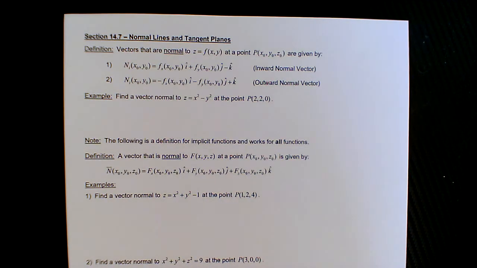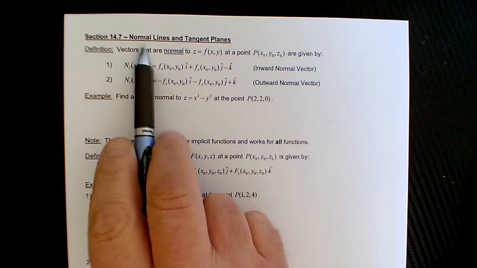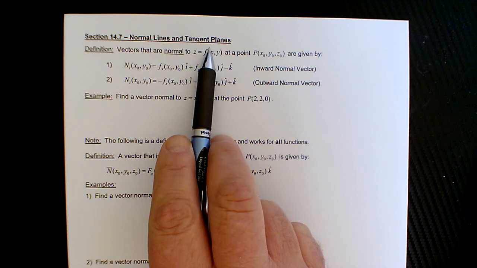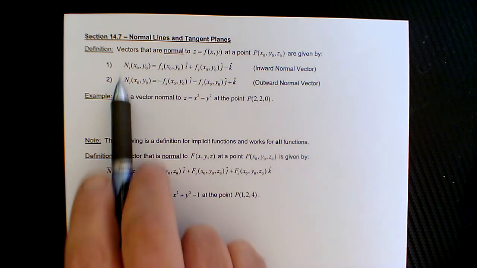Hello everyone. This is section 14.7, normal lines and tangent planes. We'll see if we can get through it in one part. If not, we'll have two.